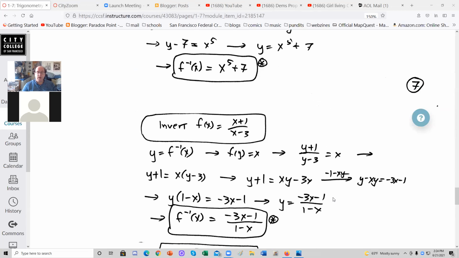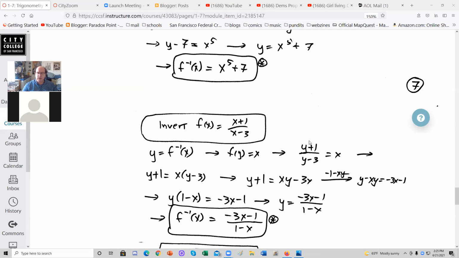And here we have another one. When we have a function in the form (ax plus b) over (cx plus d), like this, I believe it's called a linear fractional function. It's related to something called 2x2 matrices. Yeah, so invert this. Okay, same as before, f of y equals x.